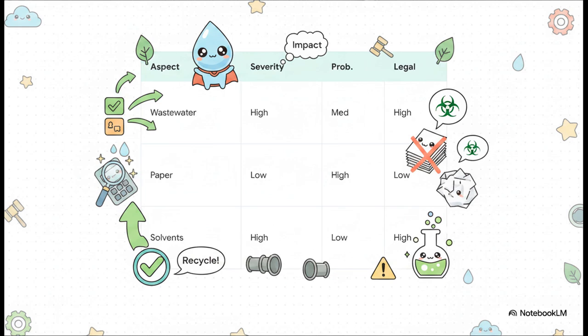Take wastewater discharge, for example. It might only have a medium probability of a spill, but the legal exposure and severity are so incredibly high that it demands immediate attention and funding. Compare that to recycling office paper. That happens all the time, but carries low severity and almost zero legal exposure. This hard data dictates exactly where your resources need to go.